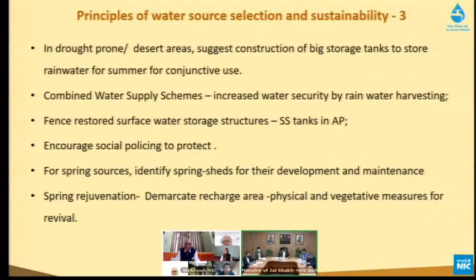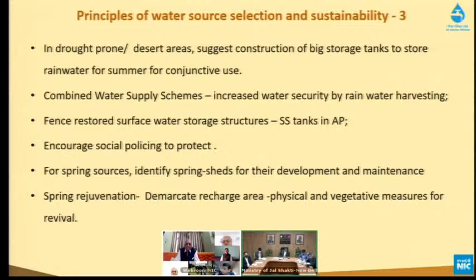So encourage social policing. In Andhra Pradesh, women's self-help groups and the village water and sanitation committees do social policing and ensure that the summer storage tanks and their water tanks are not contaminated. For spring sources, identify spring sheds for development and maintenance. We have isotope-based hydrology, which will help you to delineate that.